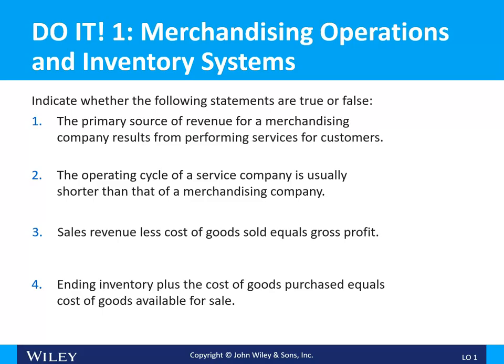So true or false? The primary source of revenue for a merchandising company results from performing services to customers. That is false. The primary source for a merchandising company is selling goods. The operating cycle of a service company is usually shorter than that of a merchandising company. That is true. A service company doesn't buy and hold inventory and then have to sell that. So that is taken out of the operating cycle.